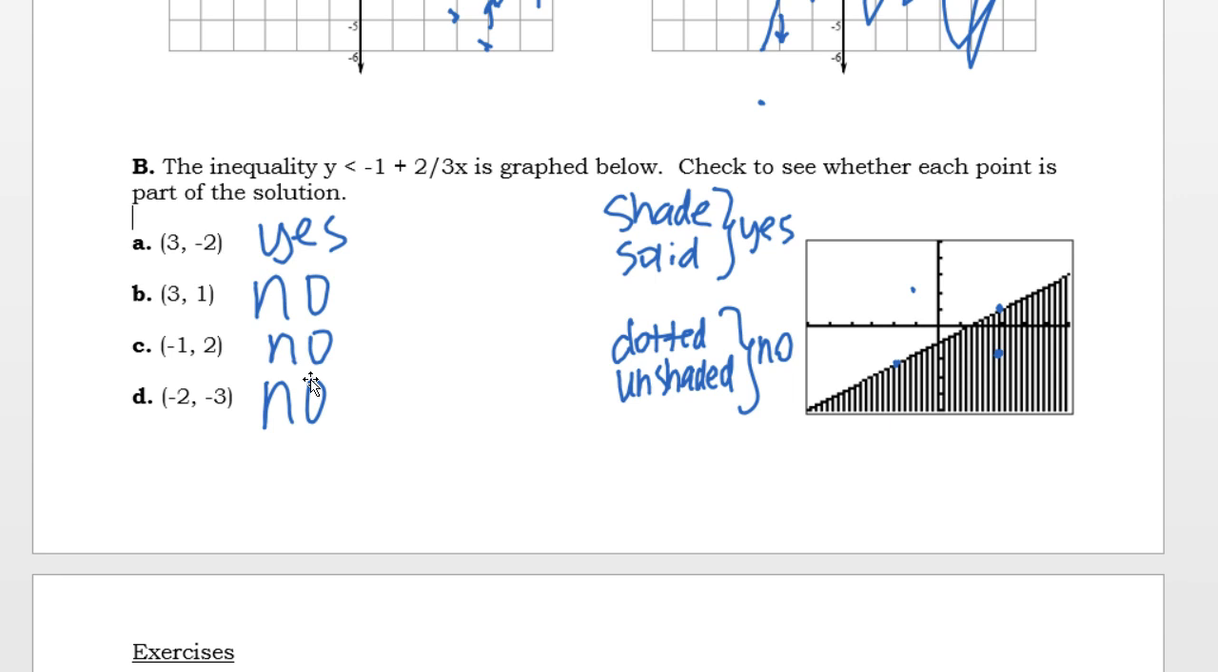Okay, that is it for the notes. Good luck with the exercises. Let me know if you need any help.